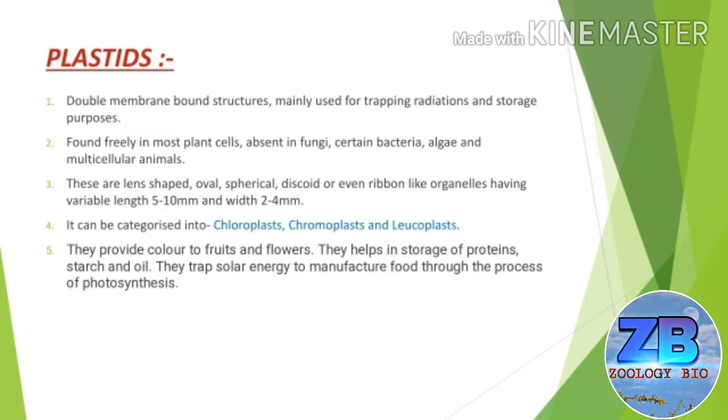And second one is chromoplasts. These plastids are variously colored, like yellow, orange, reddish, etc. These chromoplasts can be categorized into two types, phycoplasts and rhodoplasts. And the third one is leucoplasts. These are colorless plastids used for storage purposes. These can be further categorized into elaioplasts, amyloplasts, aleuroplasts.